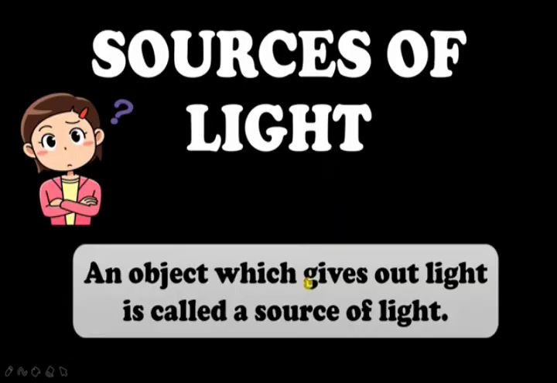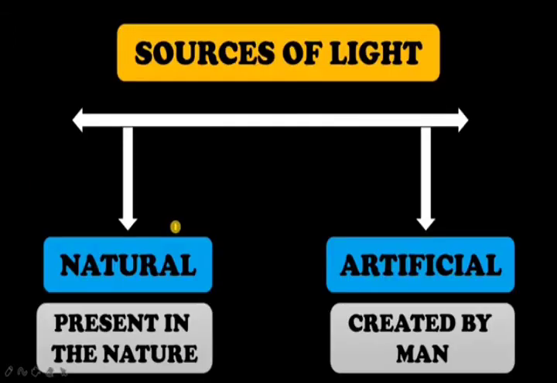Sources of light. An object which gives out light is called a source of light. Let's divide it into natural sources and artificial sources. Natural source means light present in nature itself. Artificial source means light which is created by man. Let's study the difference between natural and artificial sources of light.